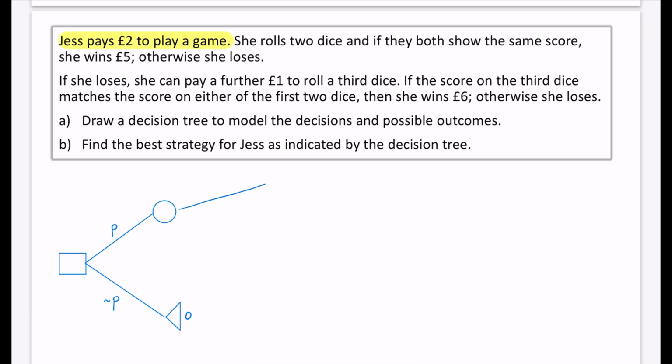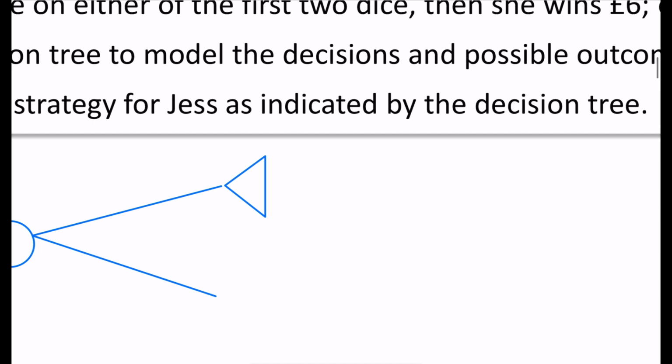So the options are now going to be from here and here. We're going to end up with the next parts of the branches. If they show the same score, she wins £5. So actually, if this is going to be my showing the same score branch, I can actually finish it with an end node like this.